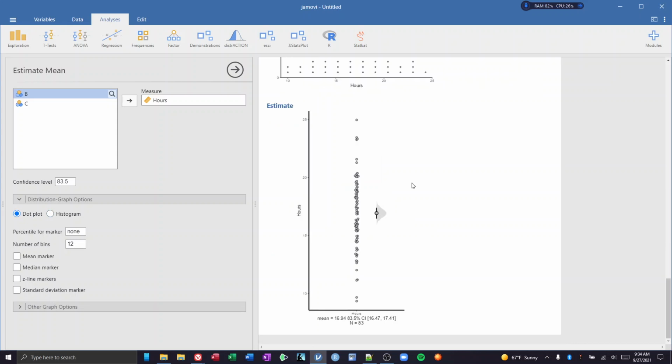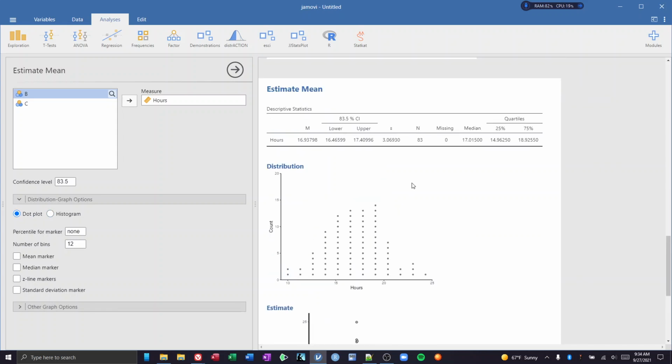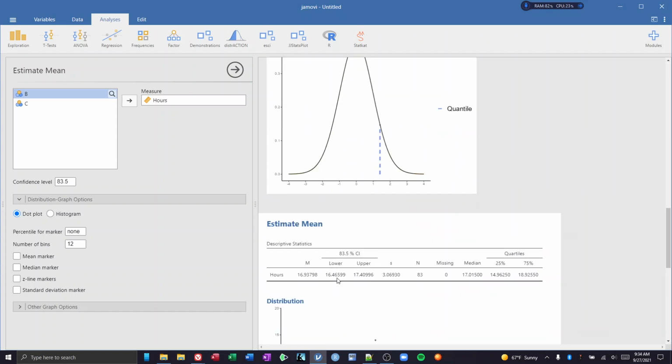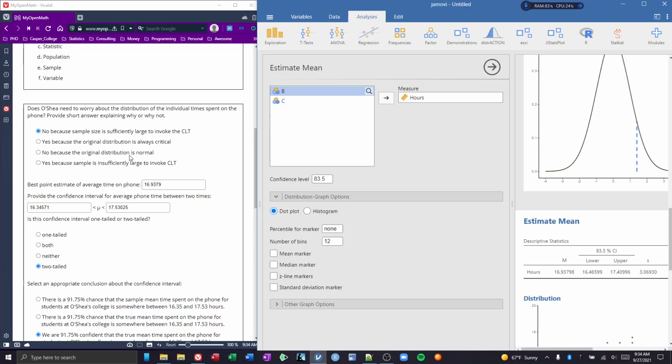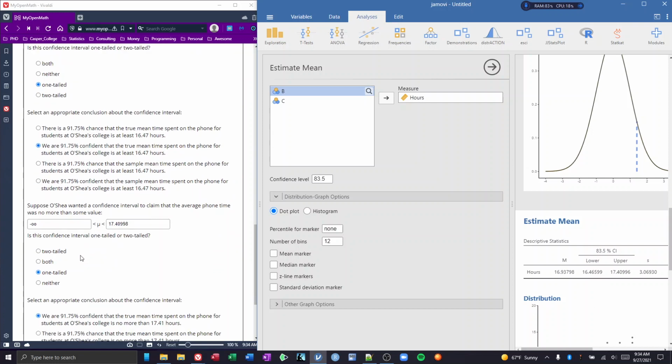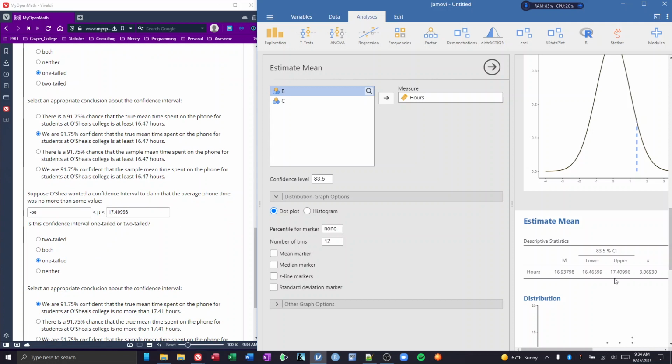Okay. So when I have made my confidence interval at 83.5, I want to show you what I have actually done. It's giving me this upper and this lower value. Now notice, if you look at this upper and this lower, and we go back to our one-tailed confidence intervals, the lower is 16.465, excellent, and the upper is 17.4099, 17.4099. So we nailed it, but it gave it to us as both the upper and the lower.